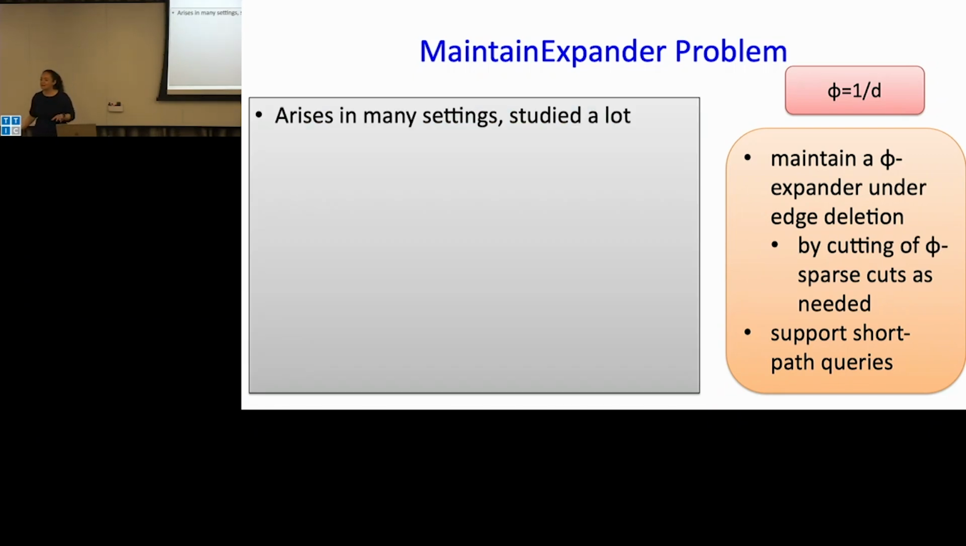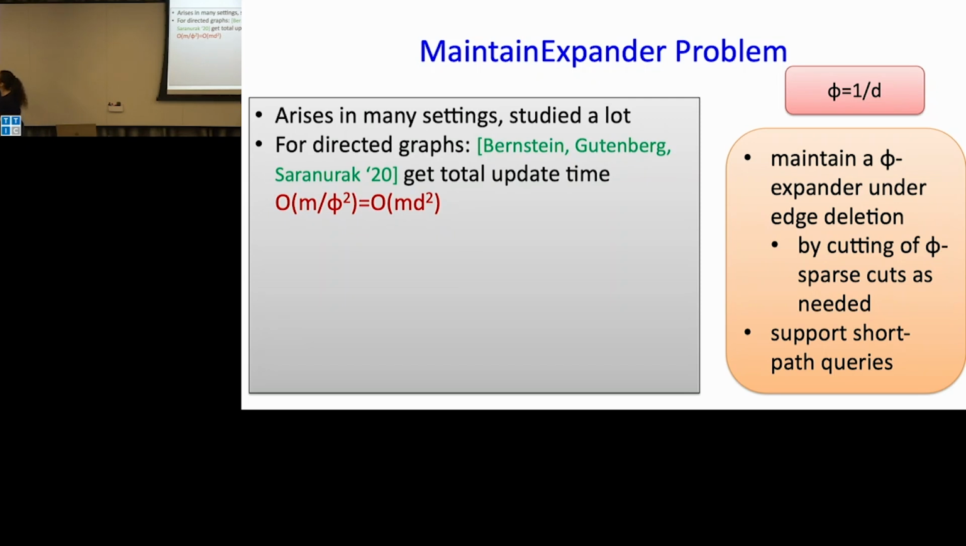But the bottom line is that this kind of problem just arises all the time, and it has been studied a lot, much of this in undirected settings. For directed graphs, this previous work gives an algorithm whose running time is m over phi squared, which for us is m d squared. And typically, when this problem is used, phi is something like 1 over polylog n, and this running time is completely fine. And most of the algorithms also in undirected graphs, this is what they're going to do. But for us, this d may be polynomial in n, and this dependence d squared is just too much. This is not working for us.